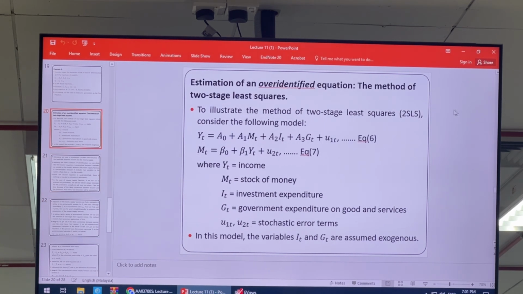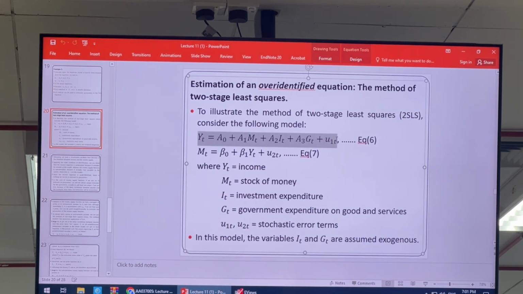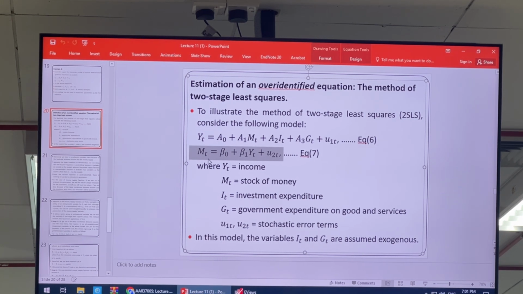So now for this given example, we cannot estimate this one, but we can estimate the second equation. Okay. So now the two-stage least squares procedure, what we need to do: you cannot regress MT against YT directly because YT and MT are endogenous. So YT is correlated with the error term. So you cannot use ordinary least squares to regress MT on YT.